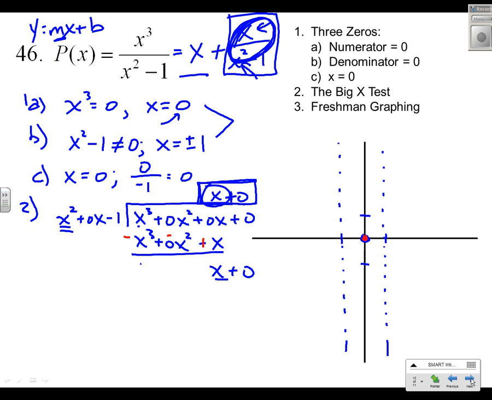So y-intercept 0, up 1 over 1, up 1 over 1, asymptote, down 1, left 1, down 1, left 1.